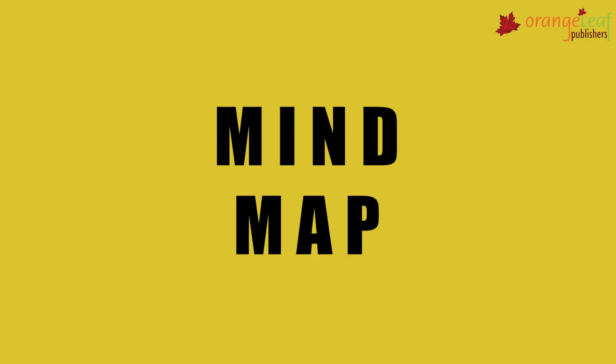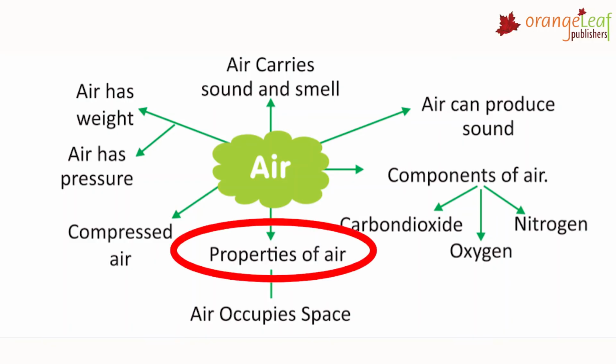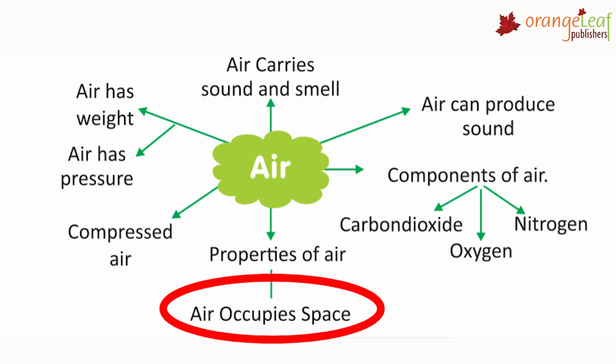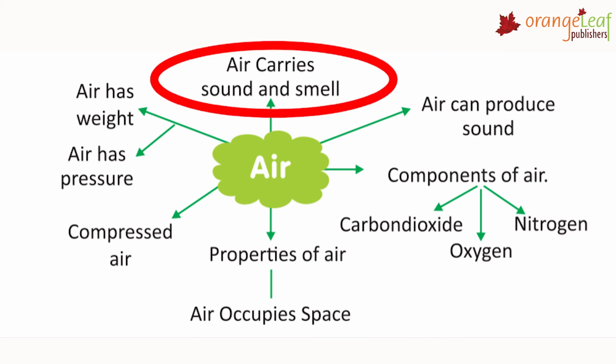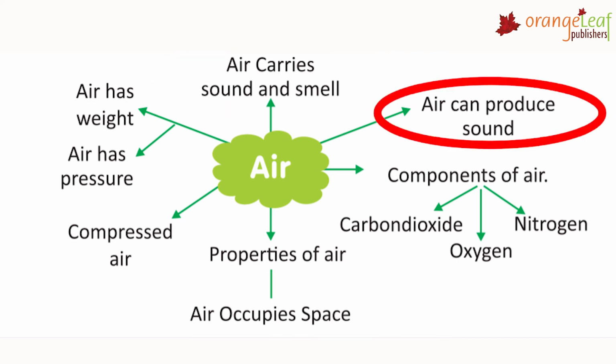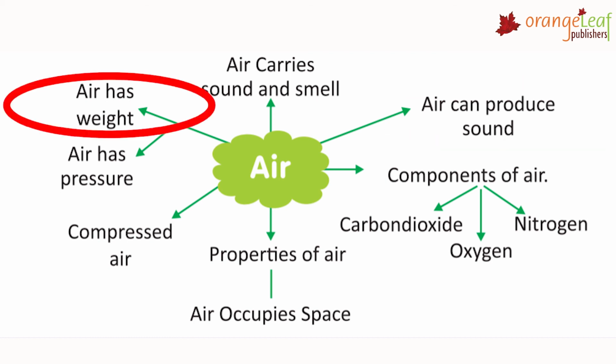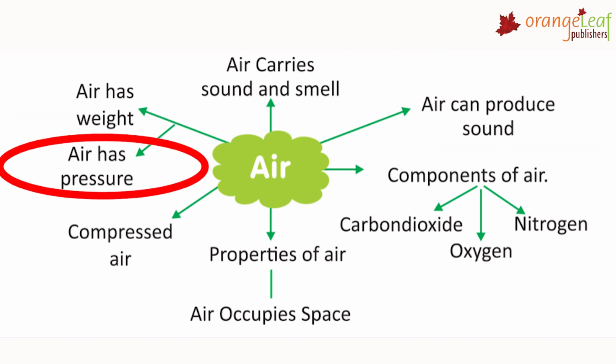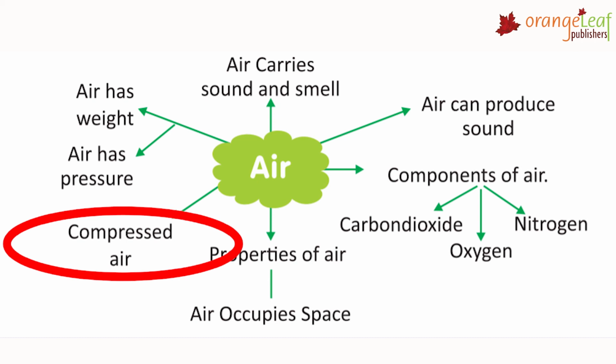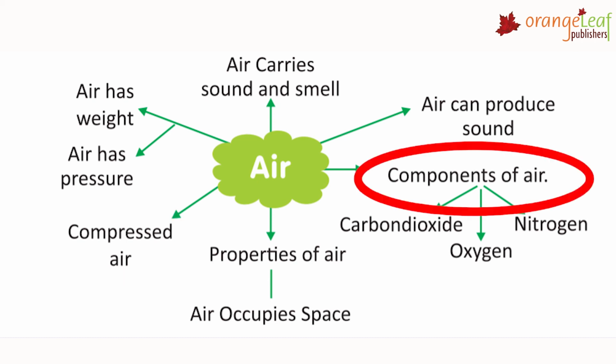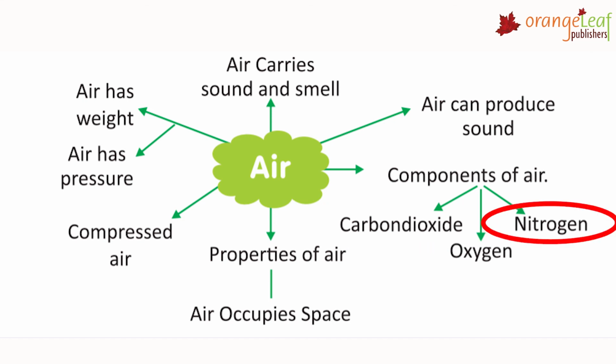So here is a mind map of the lesson. Air. Properties of air are: air occupies space, air carries sound and smell, air can produce sound, air has weight, and air has pressure. Air can also be compressed and is called compressed air. Components of air are carbon dioxide, nitrogen, and oxygen.